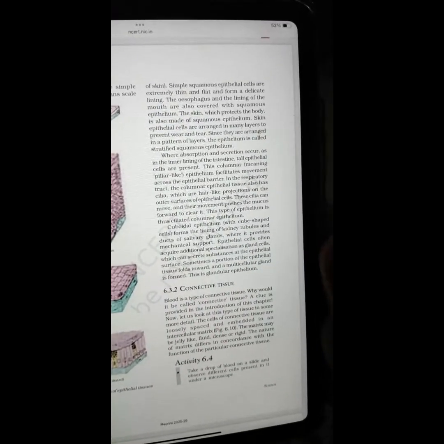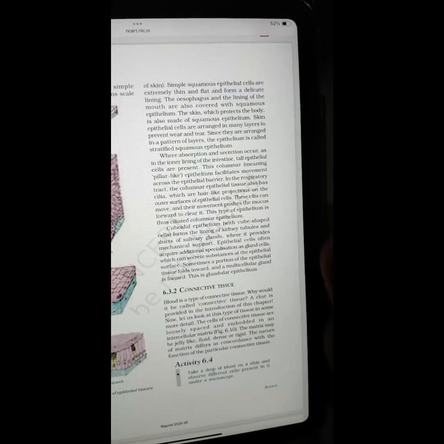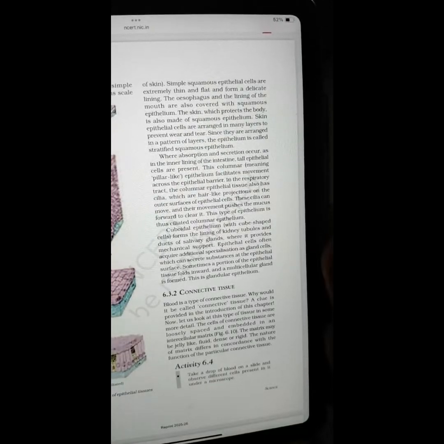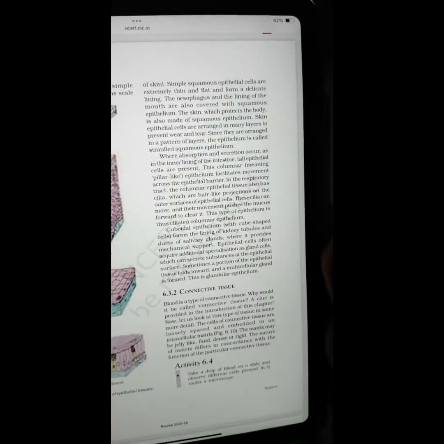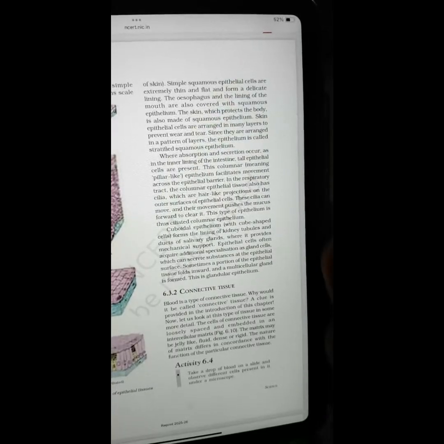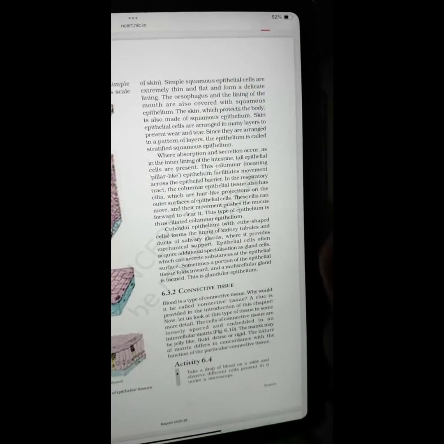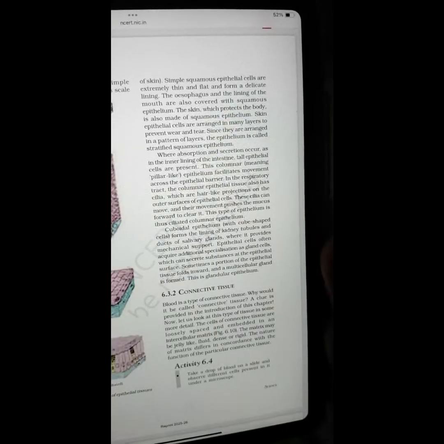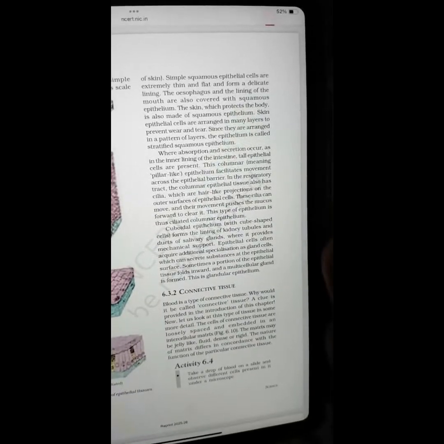Next paragraph. Where absorption and secretion occur, as in the inner lining of the intestine, tall epithelial cells are present. This columnar, meaning pillar-like, epithelium facilitates movement across the epithelial barrier. In the respiratory tract, the columnar epithelial tissue also has cilia, which are hair-like projections on the outer surface of epithelial cells. These cilia can move and their movement pushes the mucus forward to clear it. This type of epithelium is thus known as ciliated columnar epithelium.